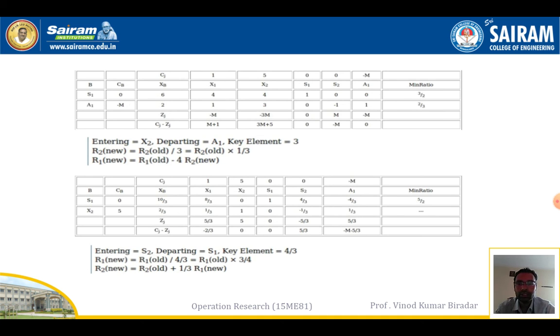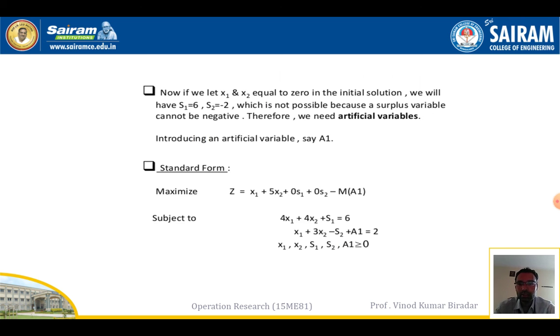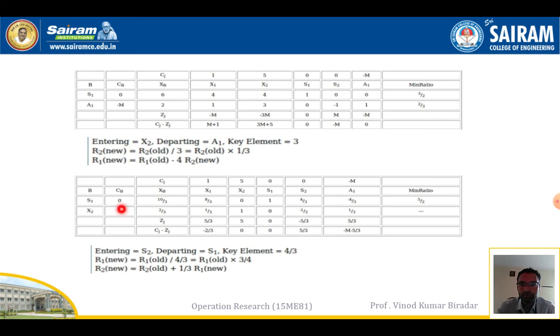for that selected key element row, you have to divide each value by the key element. So for 1 by 3 you will get this here. This 3 is nothing but the key element, so that particular row has to be divided by 3: 1 by 3, 3 by 3 is equal to 1, 0 by 3, minus 1 by 3, 1 by 3. Like that you write the x2 row in place of the old row.